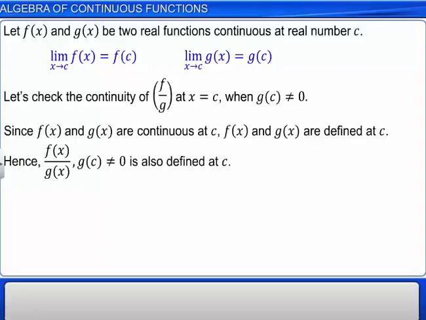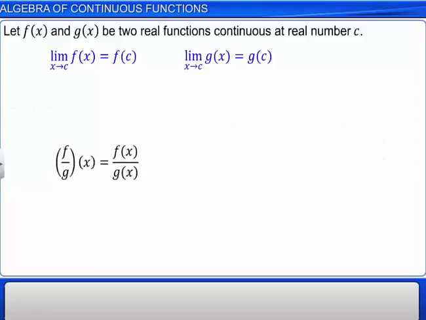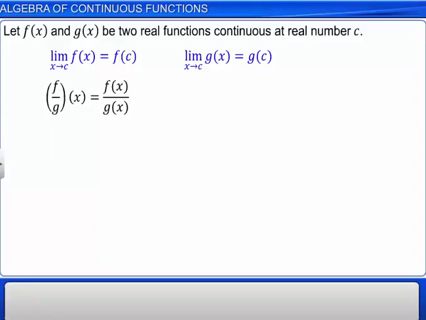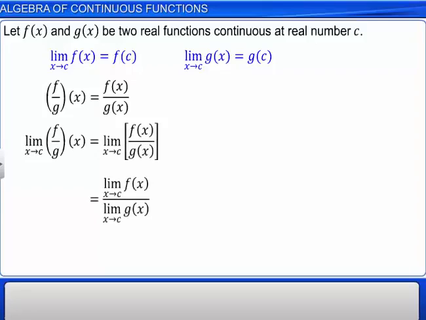Now, by definition, f divided by g of x can also be written as f of x divided by g of x. By a theorem on limits, the limit of f divided by g of x as x approaches c is equal to the limit of f of x as x approaches c divided by the limit of g of x as x approaches c.